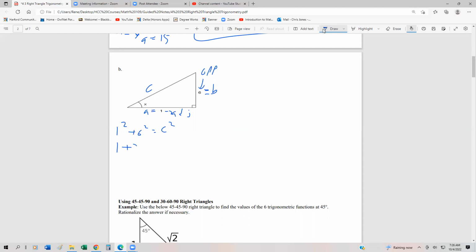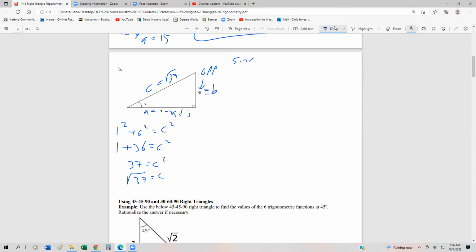This would be 1 plus 36 equals c squared. 37 equals c squared, or root 37 equals c. So our square root of 37 is going to be our hypotenuse. So we don't always get really nice numbers. Sometimes we get these numbers that are irrational. So now let's go ahead and start finding our sine, cosine, and tangent.